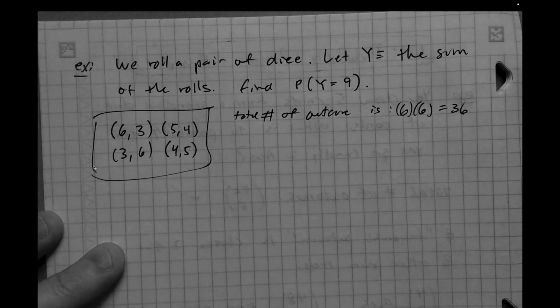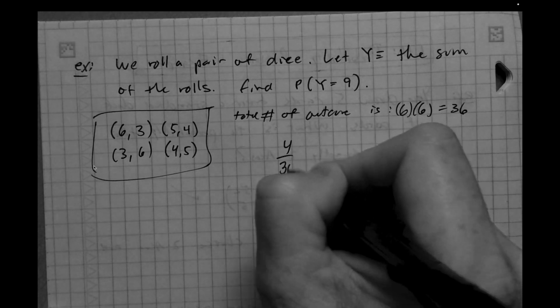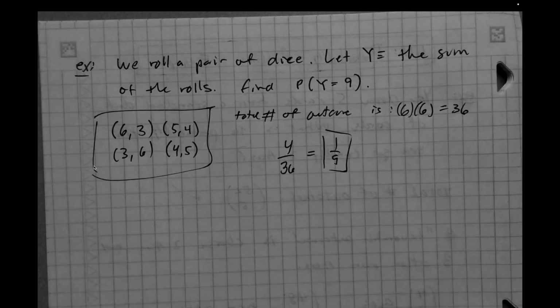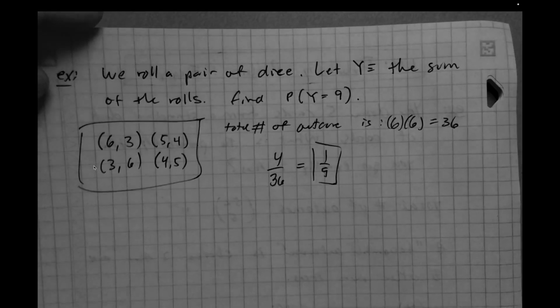Right, and 4 of them result in y equals 9, so 4 out of 36 is the desired probability, or 1/9, right? Okay, so again, very similar to the one we did in the last section, but good to review these, kind of think about it differently. Let's take a look at another problem.